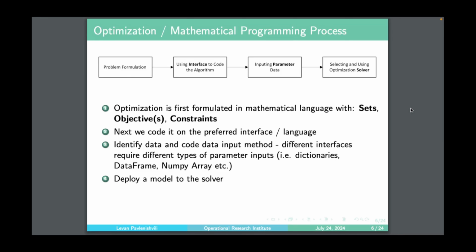So you first use mathematical language, then you choose your preferred interface language, and then identify a data or input method for the parameter inputs. Different interfaces use different kinds of inputs. For example, one of the more popular optimization interfaces uses dictionaries, which is not very convenient because dictionaries are terrible in general, in my opinion.